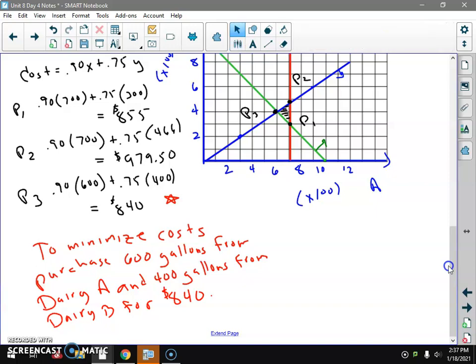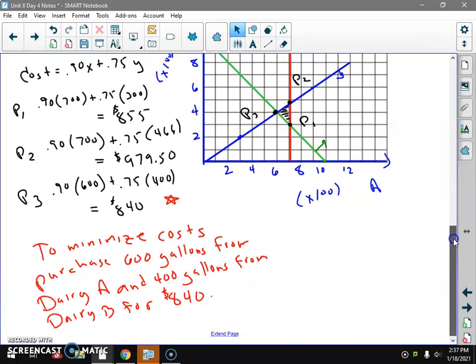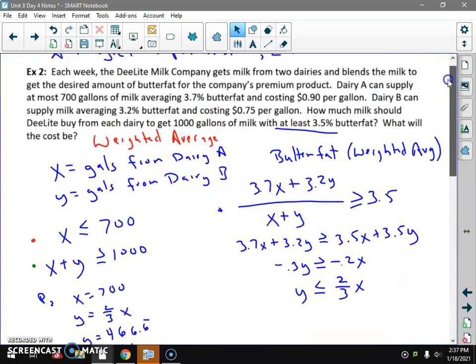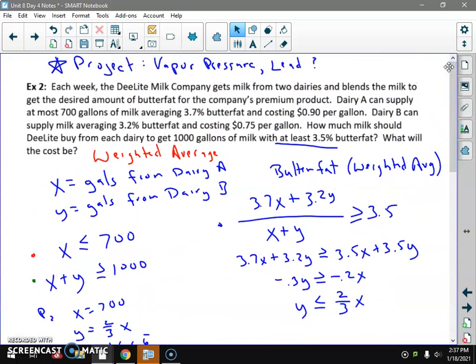All right, weighted average, again, something you're going to use in your project related to the vapor pressure and the sulfur content. That's what it was, not lead content, sulfur content. My bad.